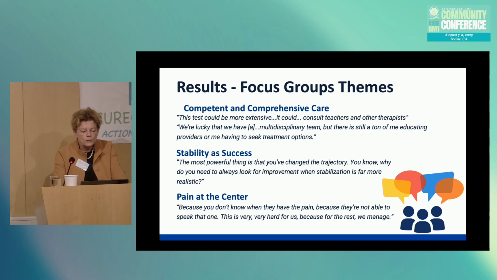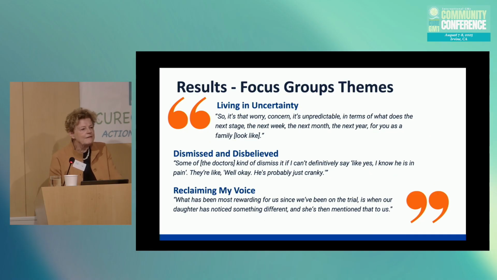So results from the focus groups: if you look at all the outcomes that we found and group them into themes, there were a couple of themes that were prevalent: competent and comprehensive care. The other one was stability as a success. People didn't even expect an improvement, but they would already be very grateful if there was stability of the disease, if there was less pain, if living in uncertainty would become better. People often don't know what will be the next step in the progression of their child.